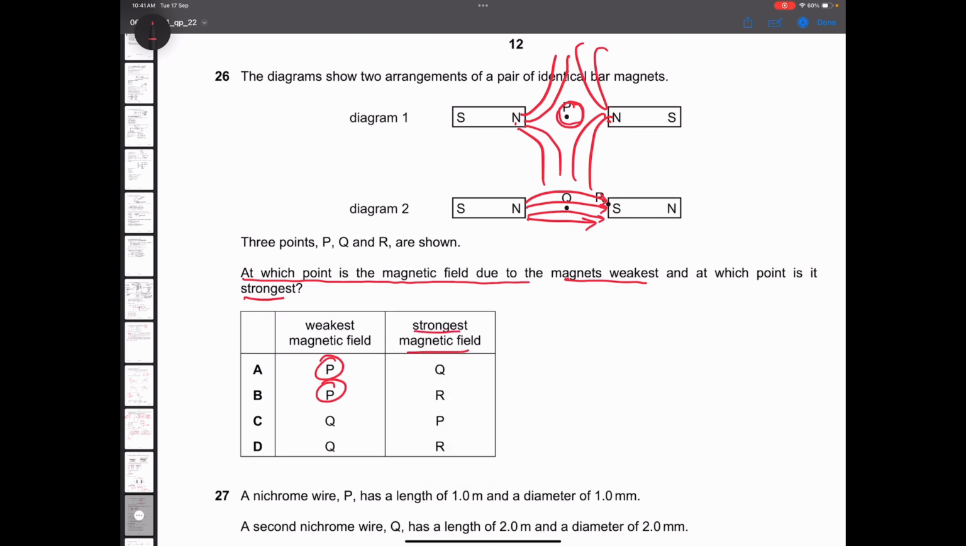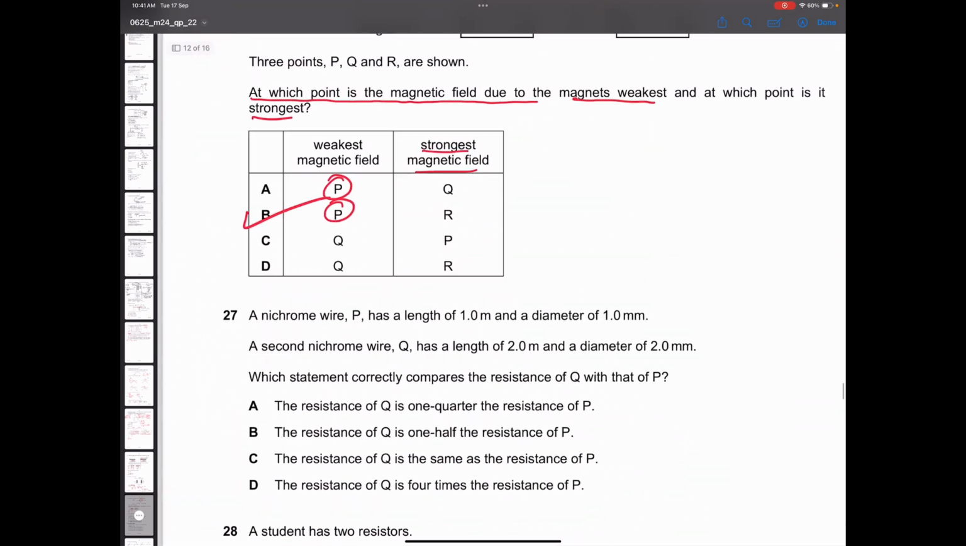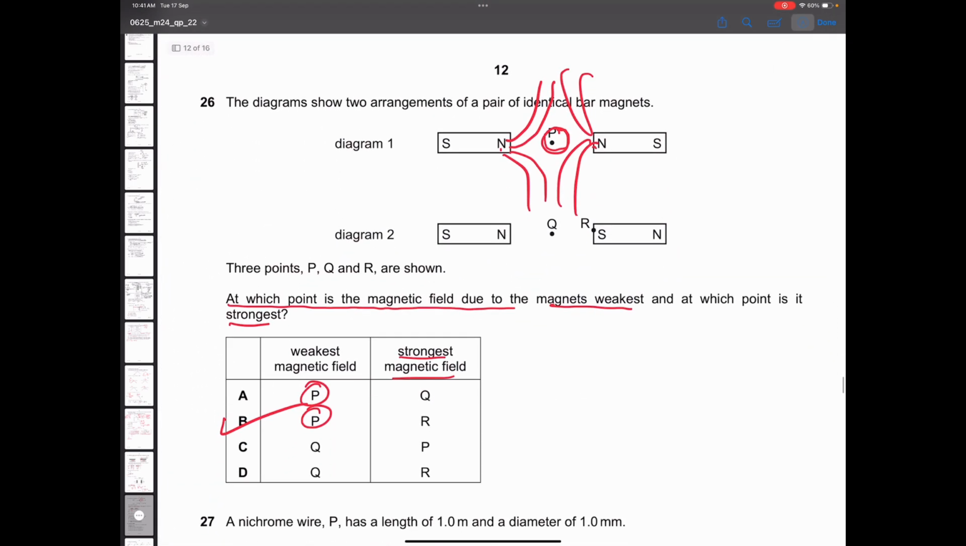The strongest magnetic field is the one which is closest to the poles. So have they marked any point which is closest to the poles? R point is closest to the poles, so option B is the correct answer. The order of magnetic field strength here will be R, then Q, then P. At P, zero magnetic field will be experienced because it is at the null point where no field lines are together. And R is the closest to the poles where the magnetic field is the strongest. So R, then Q, then P.